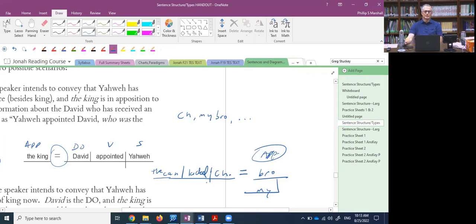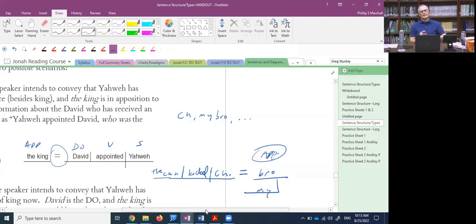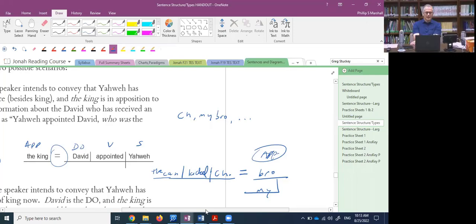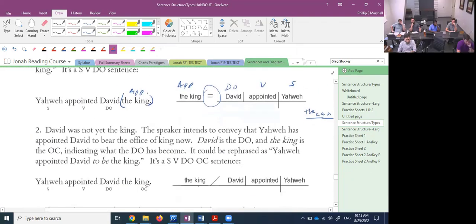Is there a scenario where you would have an indirect object in apposition that would be sandwiched, and you'd have to figure that out? Yes, that's theoretically possible too. Yeah, and I'm not sure I've ever had to diagram that. So if we come to one, I'll help you figure it out.